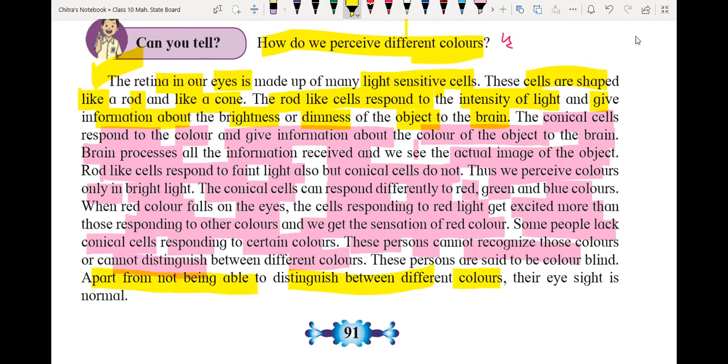Sir, is there a treatment for this? Their eyesight is normal, but they are not going to distinguish the different colors because they are lacking conical cells in their eyes. Okay, sir.